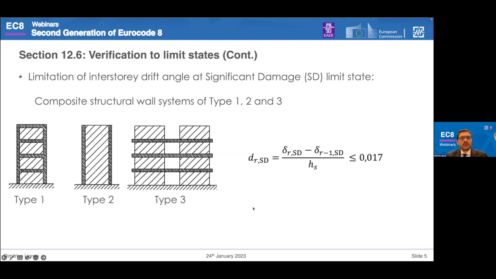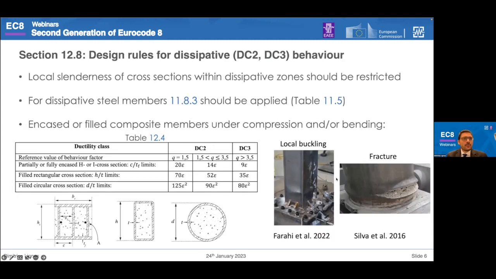Finally, for composite wall systems of type 1 that corresponds to steel moment frames working with concrete infills, as well as type 2, which is composite walls reinforced by encased cross-sections, and type 3, composite steel beams coupled to RC walls, the corresponding limit here is 1.7%. Now, moving along to section 12.8, the design, I will talk about design rules for dissipative behavior in DC2 and DC3.